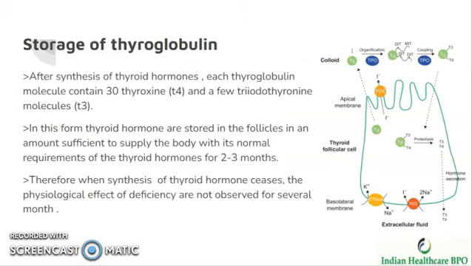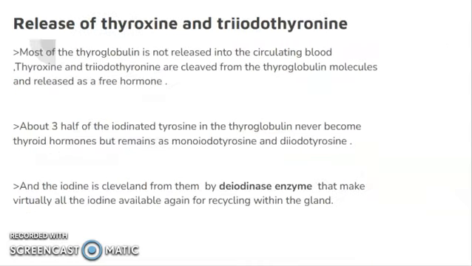What about the storage of thyroglobulins? After the synthesis of thyroid hormones, each thyroglobulin molecule contains 30 thyroxine, which is T4, and a few triiodothyronine, which is T3. In this form, thyroid hormones are stored in the follicles in an amount sufficient to supply the body with its normal requirement of the thyroid hormones for 2 to 3 months. Therefore, when synthesis of thyroid hormone ceases, the physiological effects of deficiency are not observed for several months.